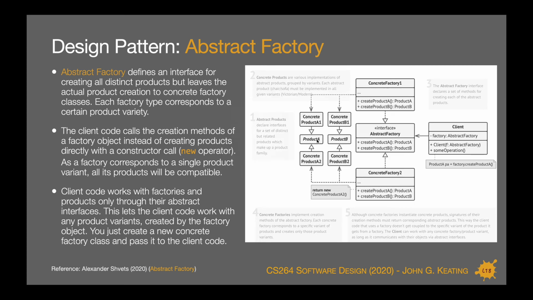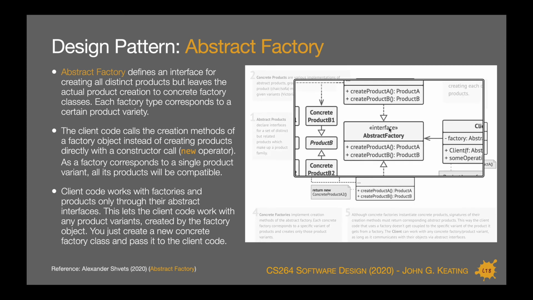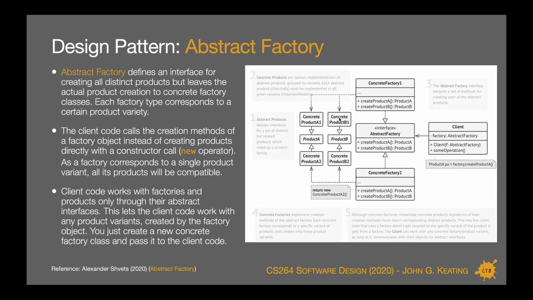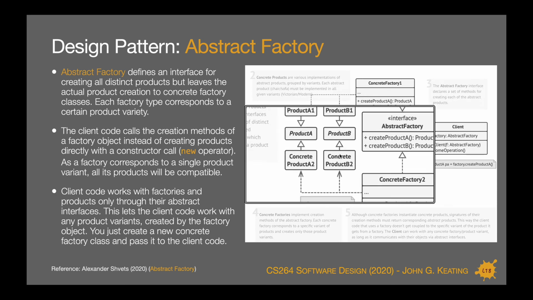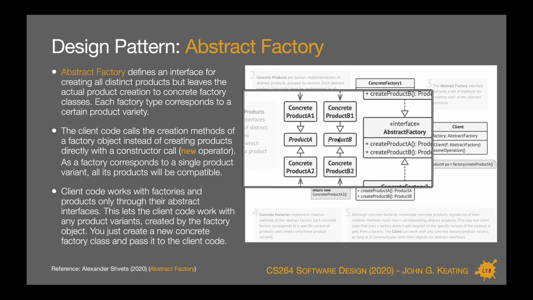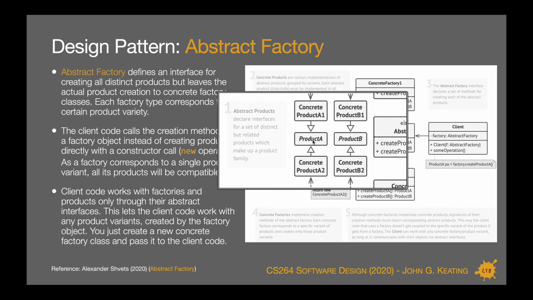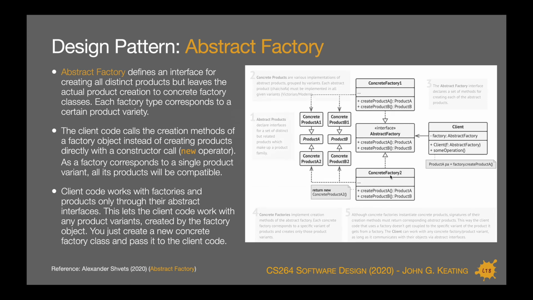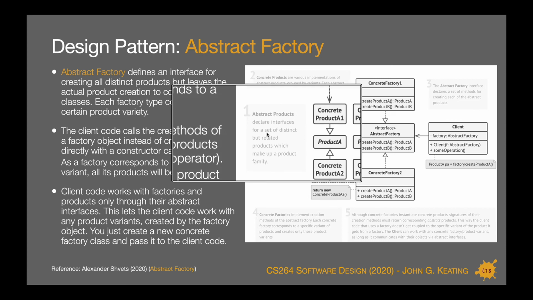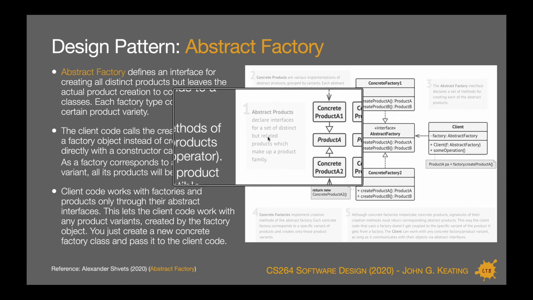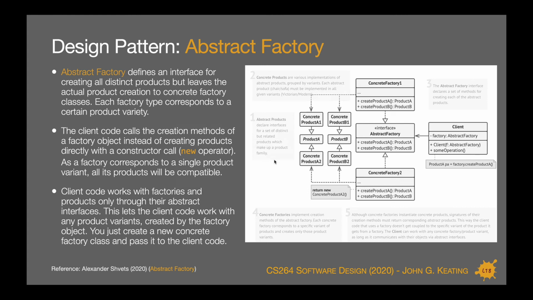I guess this is an abstract class, and if it was an interface, it would have interface written here. So concrete product B2 and B1 both inherit from this abstract class, product B, and concrete product A1 and A2 inherit from product A. So we have these abstract products. They declare interfaces for a set of distinct but related products that make up a product family. Then we have concrete products, and they're implementations of abstract products, and they're grouped by variant. We can look at that a little bit later.